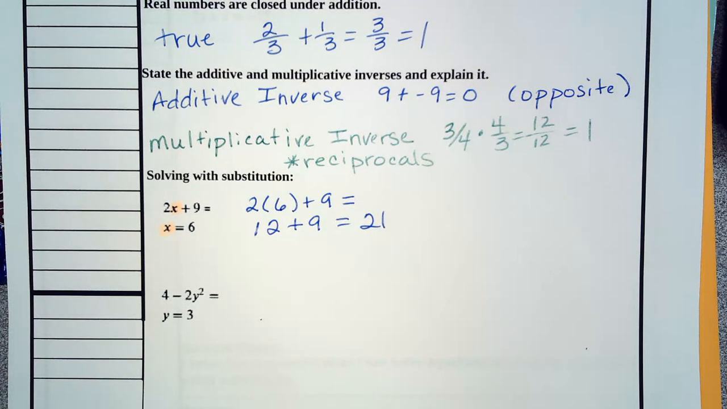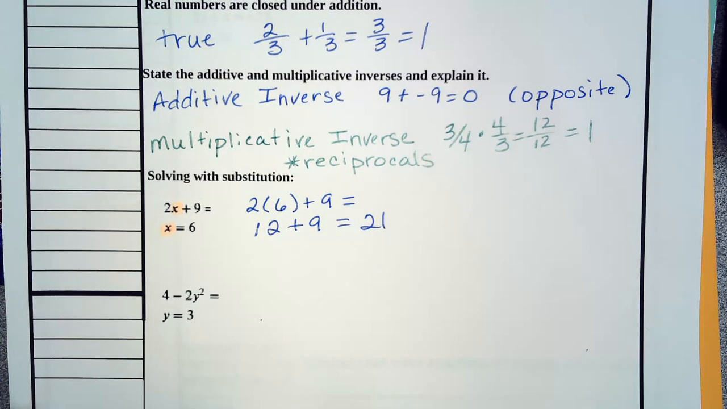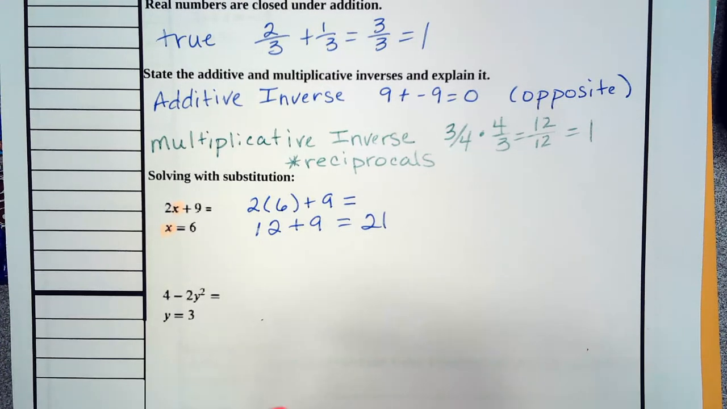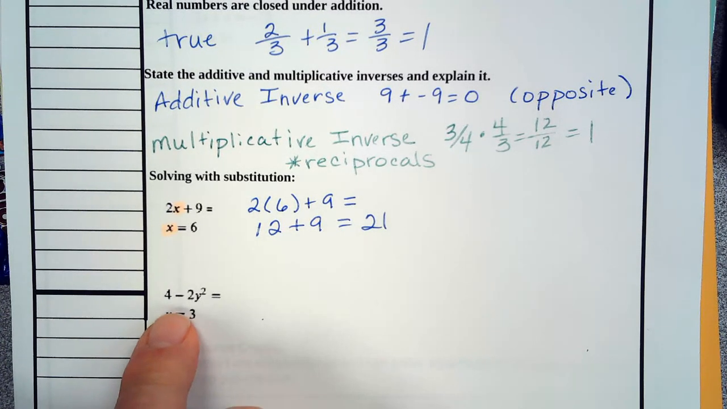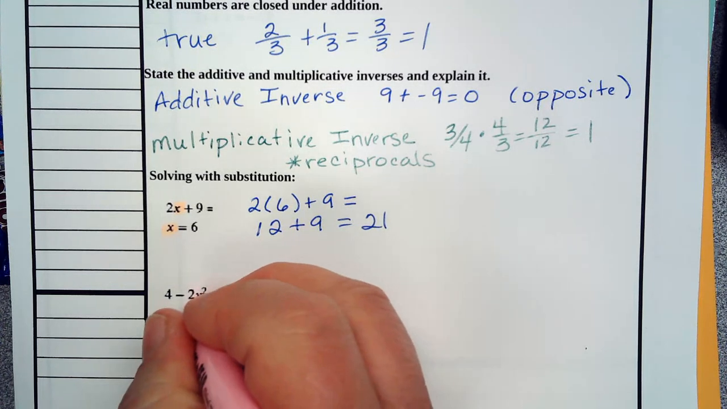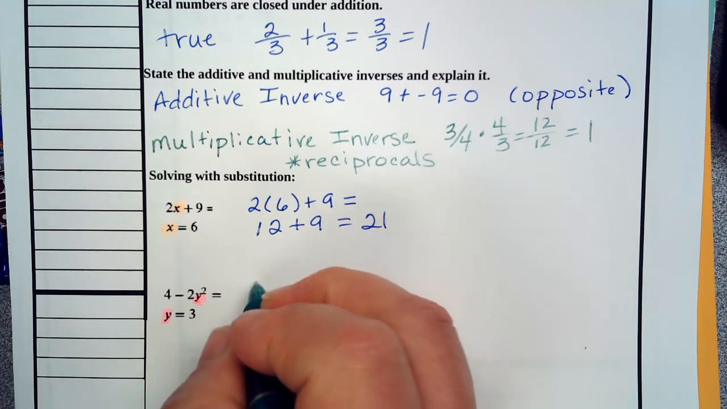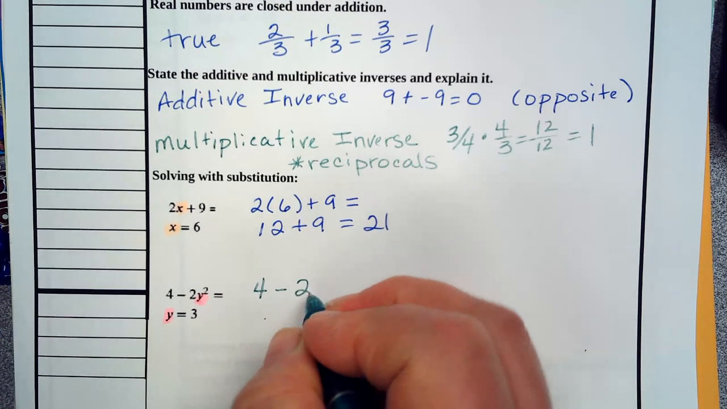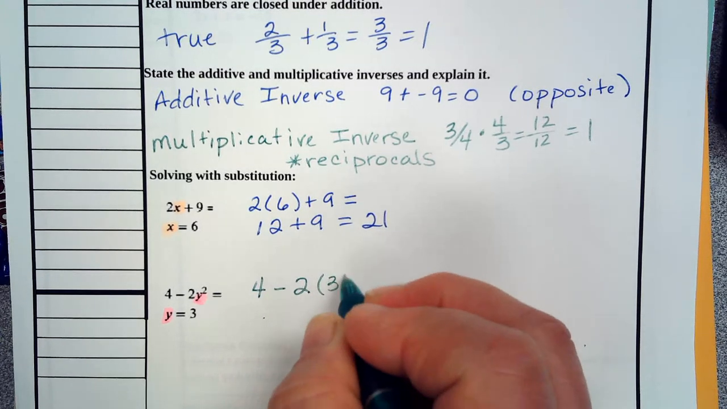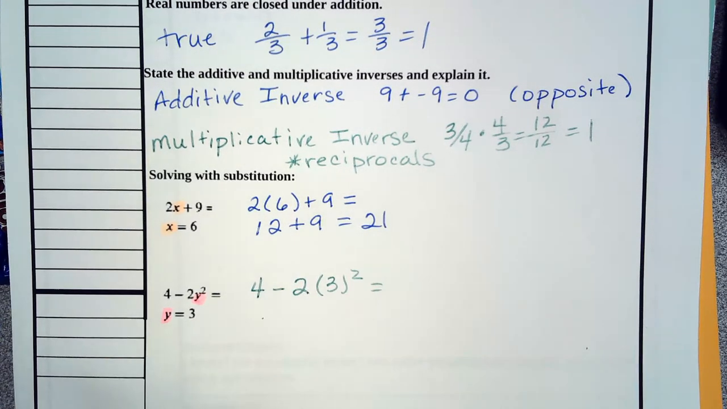Okay, a little bit more rigorous. We know what y is this time. I'm starting with 4 minus 2y squared. Here's my y. Here's what y is equal to. So I'm going to replace 4 minus 2 times 3 squared equals. I'll pause there so you can see what we've done. We just replaced the y with 3 because that's what y is equal to.